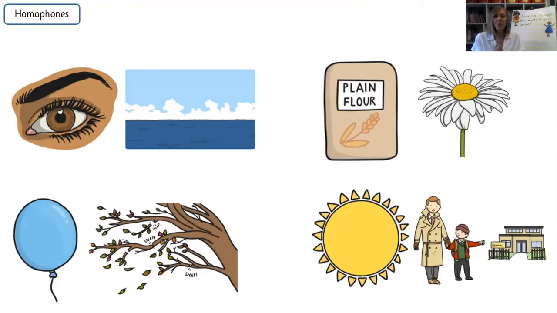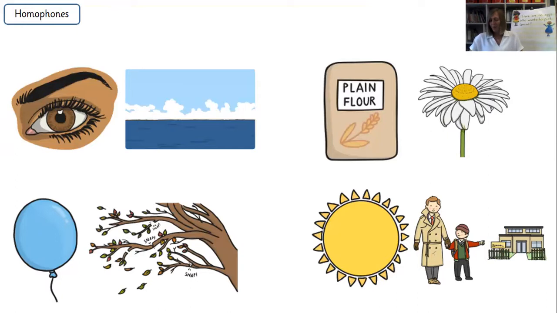Okay, there's 2 more. Let's see if you can guess the right homophone. I've got the word blue. Have a little look. Is it going to be the blue balloon or the wind blew the branches? If you've pointed to the balloon, you are right. This is how we spell the colour blue. And this is how we spell blew, as in the wind blew the branches.